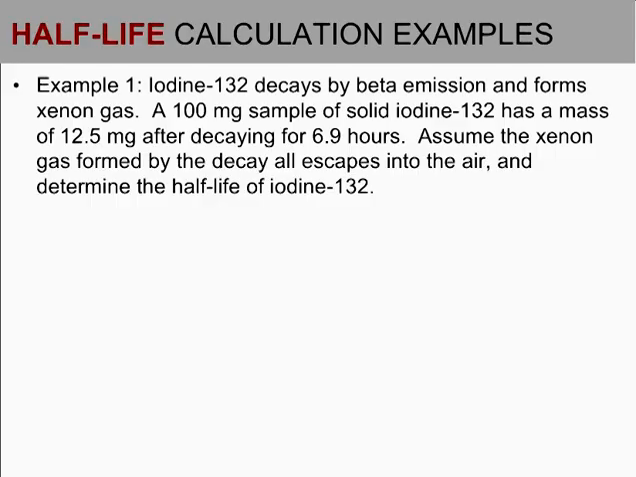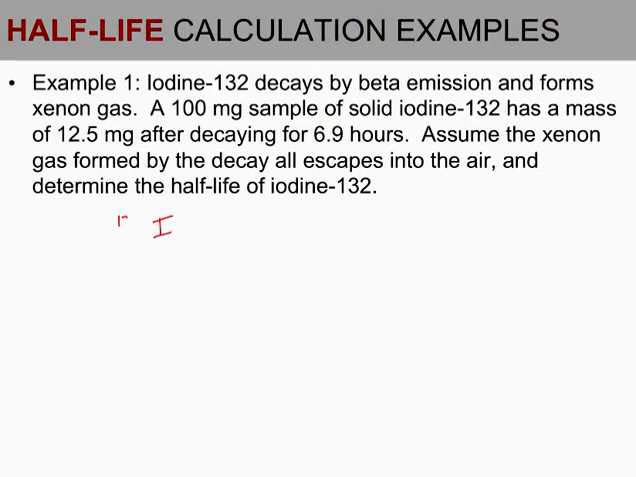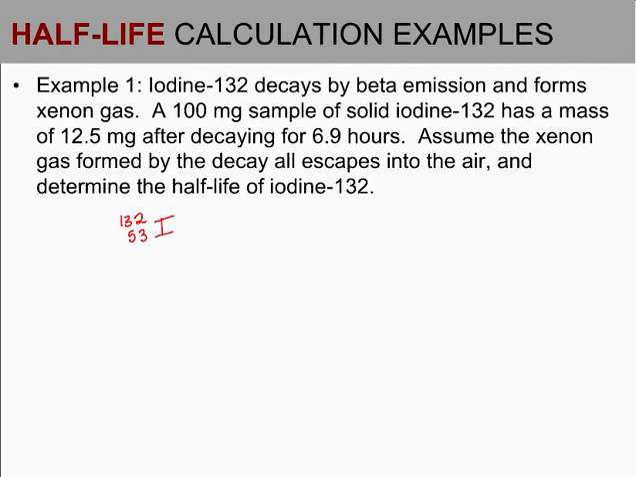So let's do an example calculation where we try to determine the half-life of an isotope. So iodine-132 decays by beta emission and forms xenon gas. So that would actually look like, let's see, 132, and its atomic number is 53. I looked it up earlier.